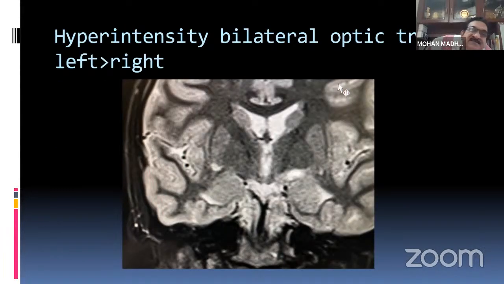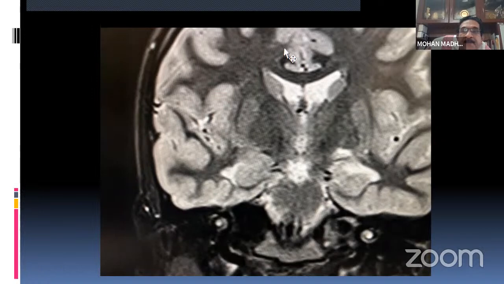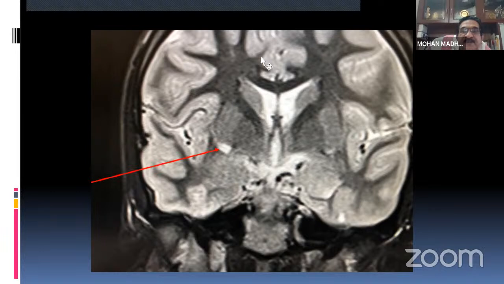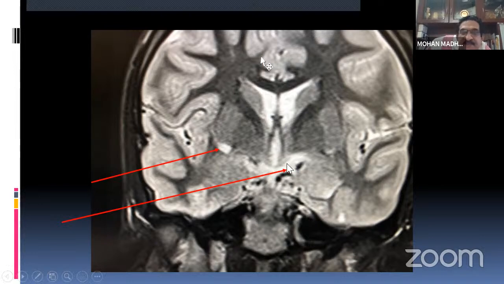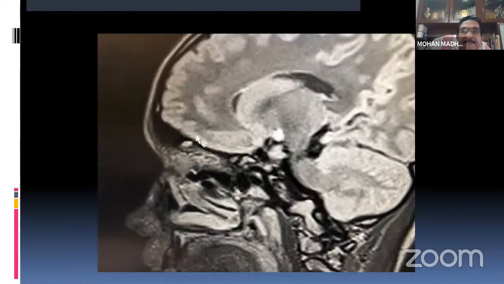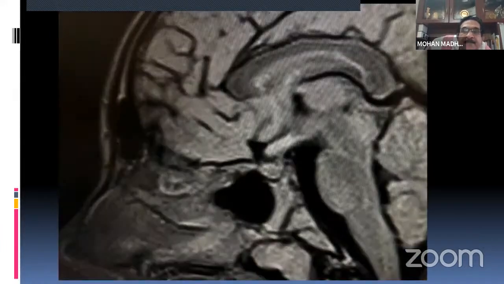This is the MRI in 2020 when she had the blindness. She had bilateral optic tract hyperintensity here. Again, you can make it out on the left side here, and on the right side also. If you follow the optic chiasm going to the optic tract, you can see the hyperintensity in the optic tract. This is the optic tract showing the hyperintensity in the 3D FLAIR. You can make it out very clearly in that picture.